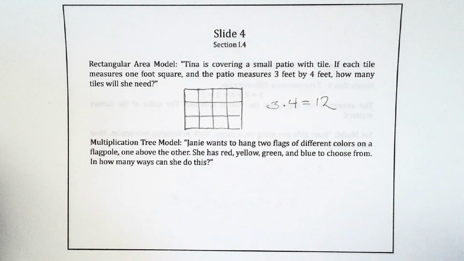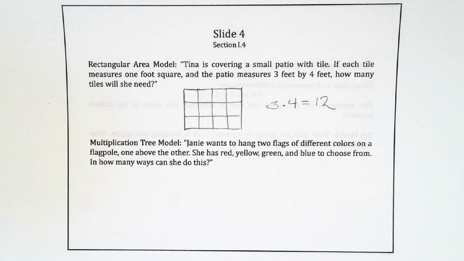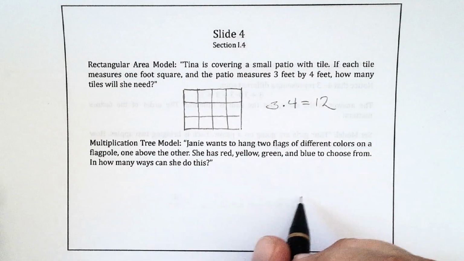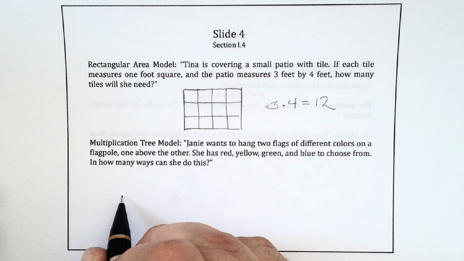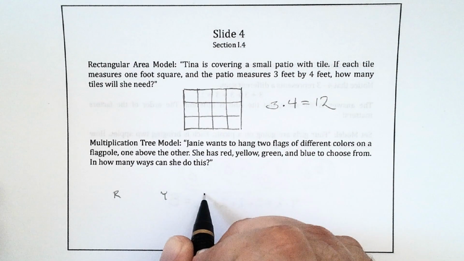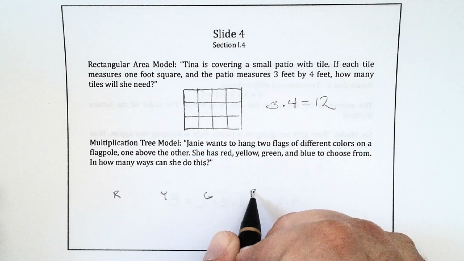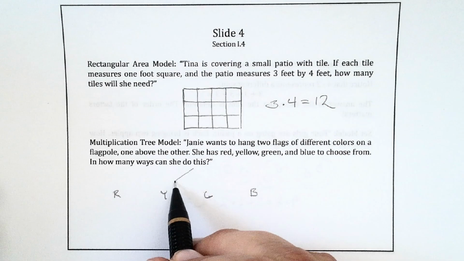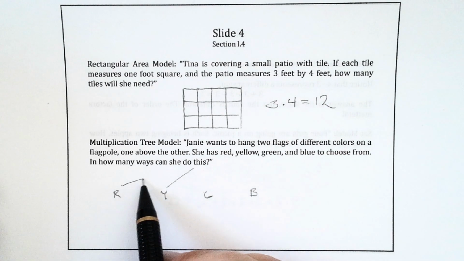So you can think of this in 2 steps. She hangs, let's say, the top flag, and then she hangs the bottom flag. When she hangs the top flag, she can choose from red, yellow, green, or blue. So I'm going to draw a little tree with 4 branches. Red, yellow, green, blue. Here's our branches. It's an upside down tree, I suppose.